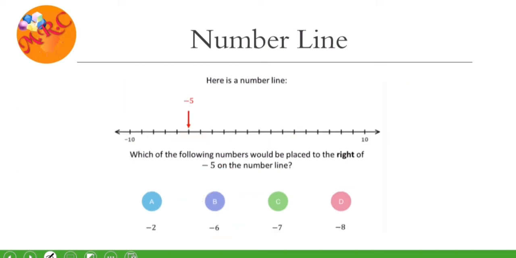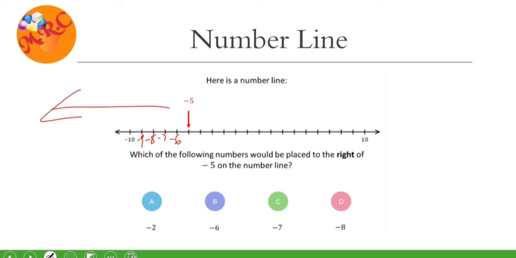Here's a number line. Which of the following numbers would be placed to the right of -5 on the number line? So let's look at -5. Let's just fill in some of the gaps on the number line. So this is -6, -7, -8, -9. Which way is left?